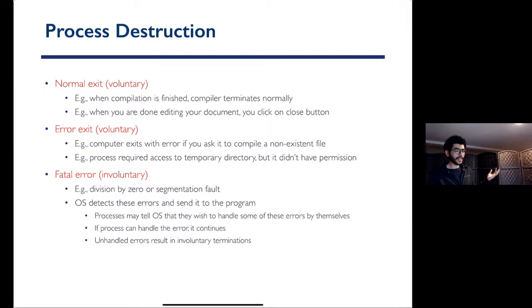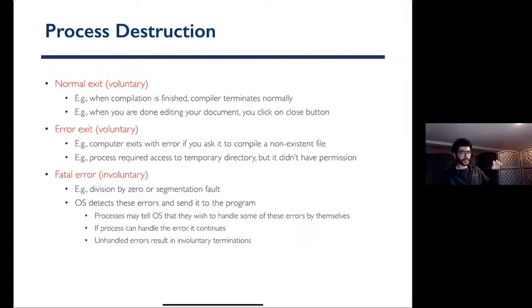It could exit because of a fatal error, and this would be an involuntary exit. For example, your process might have tried to access a memory location that was not allocated to it, and you get a segmentation fault. Or your process might have attempted to divide by 0, and that causes an error, and your process might terminate.